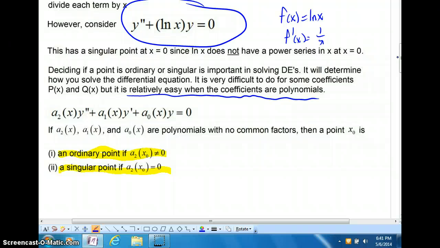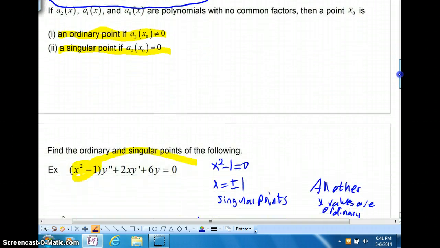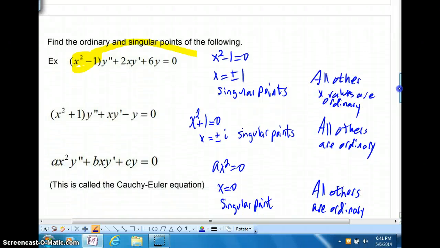Here's why. If you look at this differential equation that we pretty much started off with, if you plug in your point in question, your x value, x naught, into that lead coefficient, and it's not equal to 0, then you're going to have an ordinary point. Now this is if all these coefficients are polynomials. You'll also have a singular point if when you substitute in x naught you get 0. So very quickly, just wanted to point this out for the sake of time.